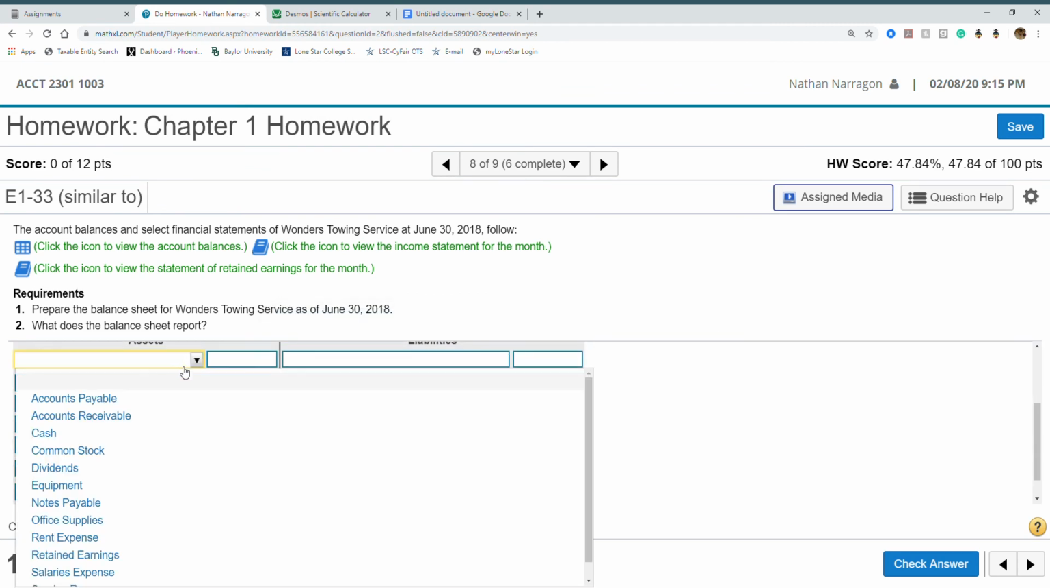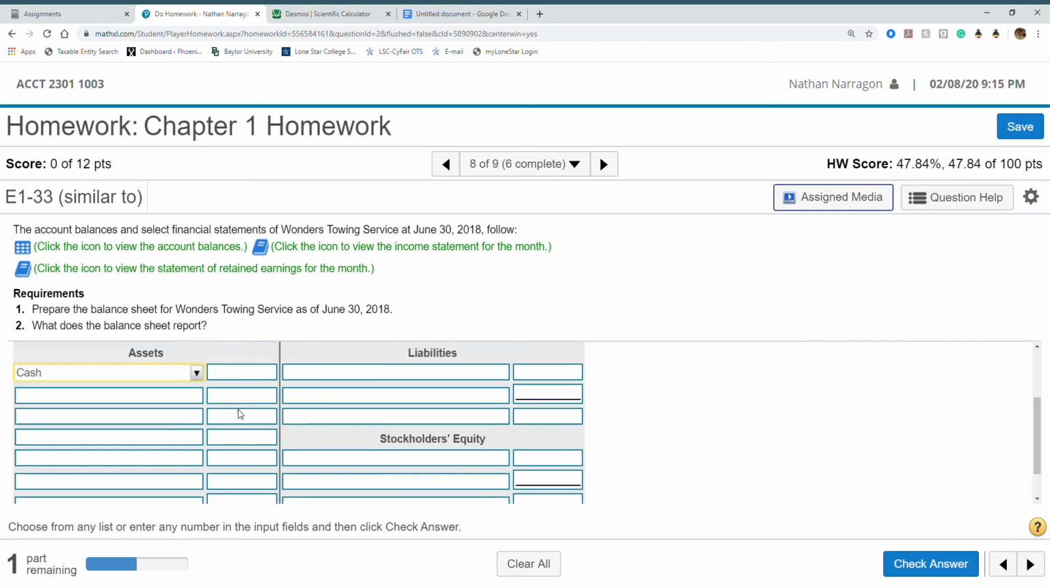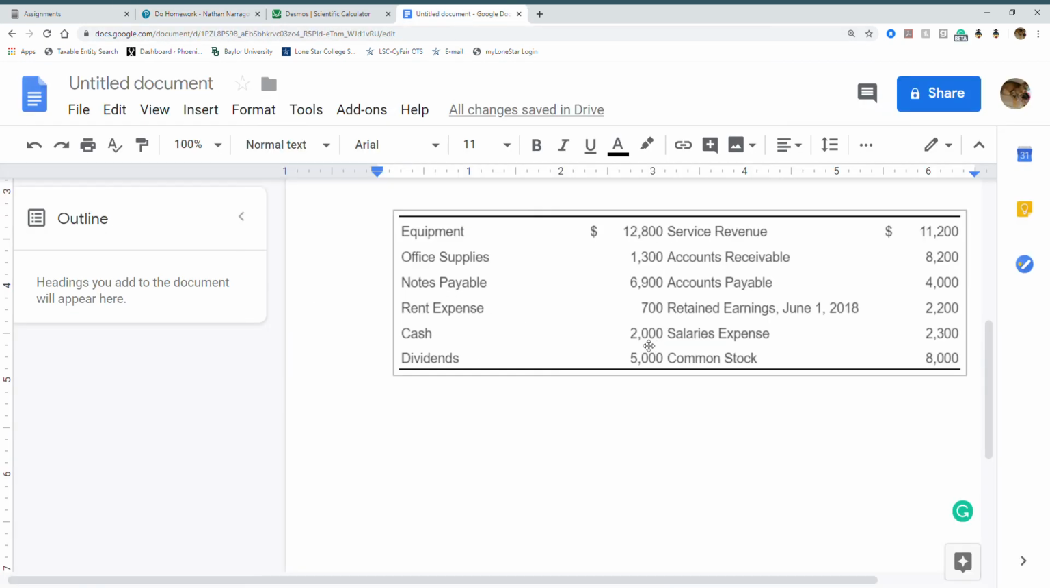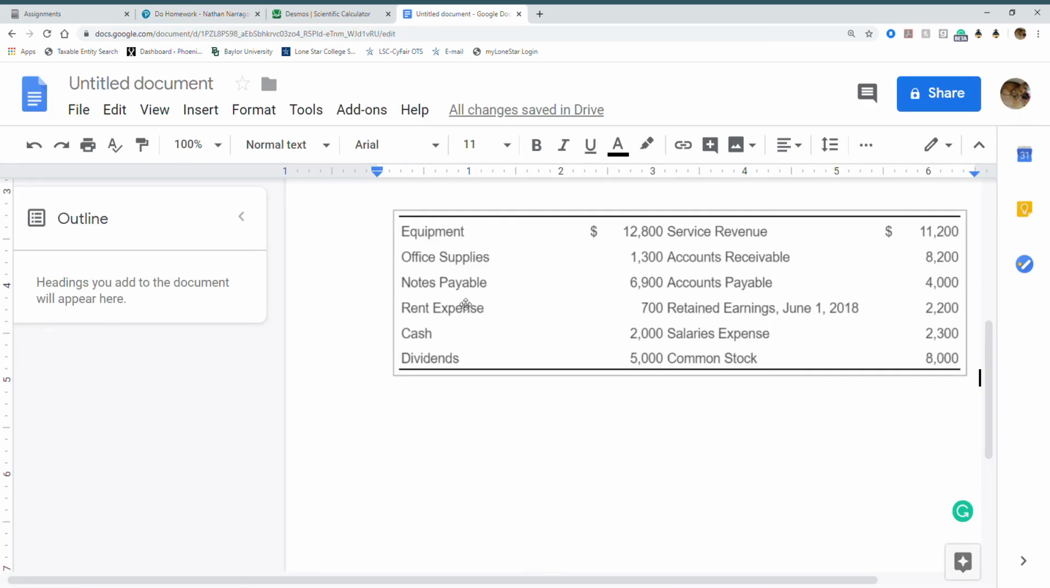So, starting off first, our assets. Remember, our assets are always in order of how quickly we can basically turn them into cash. So cash is always number one, sitting at 2,000. Now looking at what we've got: supplies, payable, expense, cash, dividends. Now we got accounts receivable. We have supplies. We have equipment. Looks like we got payable. There's our equity. So that's it. So accounts receivable is usually next.